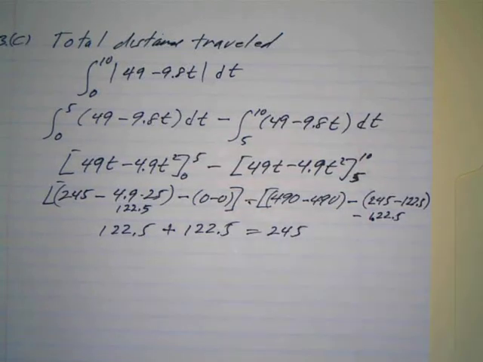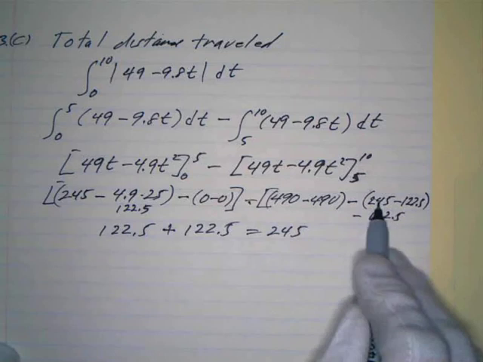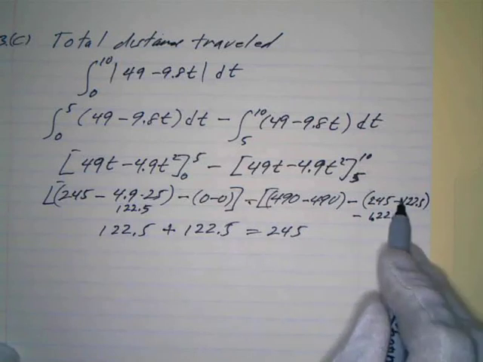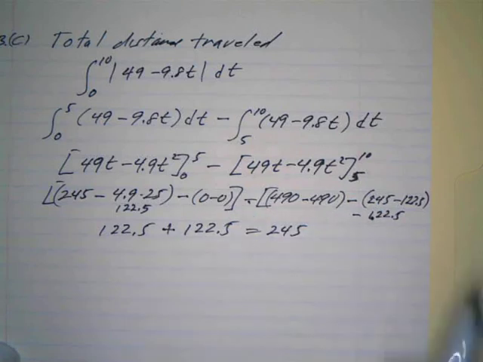So that's your total distance traveled. Sorry about that. Okay, I got mixed up with my minus signs. I was thinking this was negative, but now that's going to be positive, minus that will make that positive 122.5. And then we have a minus, and then a negative times a negative is a positive, so we're okay. And I'll get the next one up in just a moment.